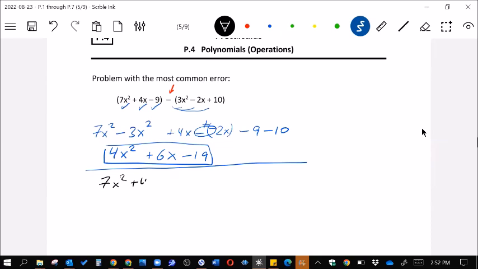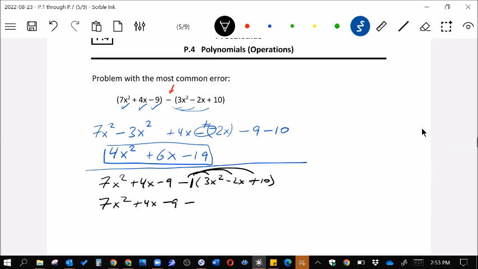The other way to do it, 7x squared plus 4x minus 9. There's no need to put parentheses around it because there's nothing multiplying to it or changing it. But here we are going to look at this. In fact, I'll write this minus 3x squared minus 2x plus 10. This can be looked at as negative 1, and then we're going to do distributive property. So I'm going to have 7x squared plus 4x minus 9.